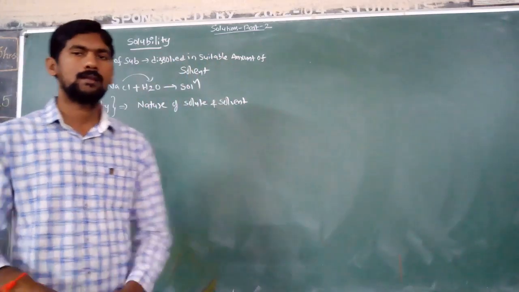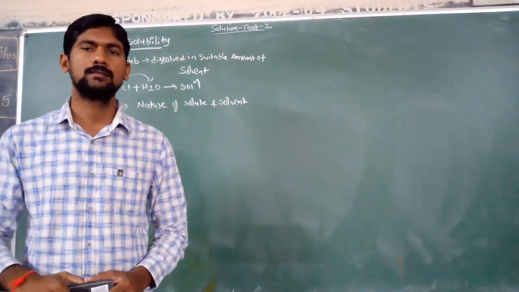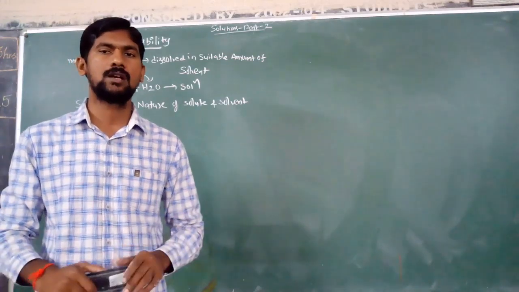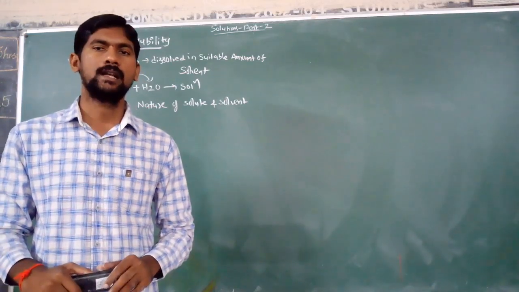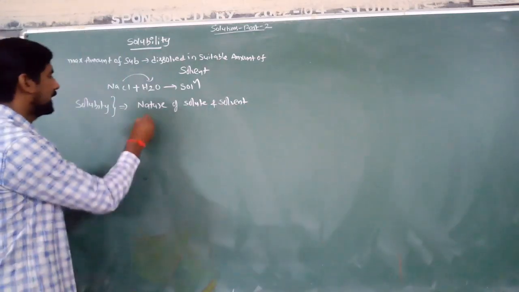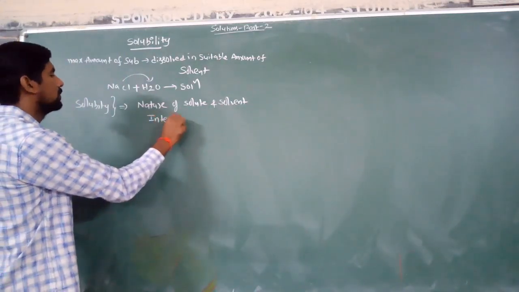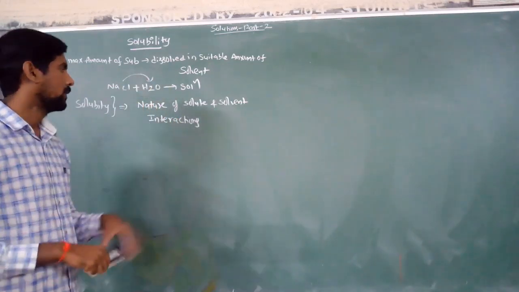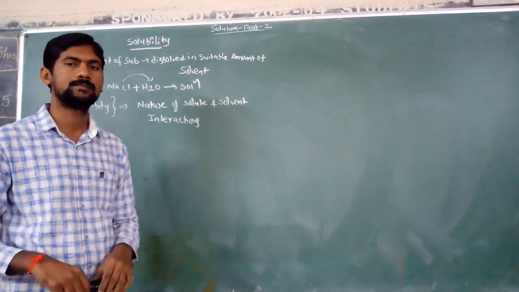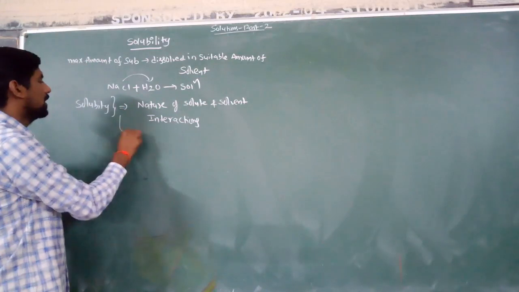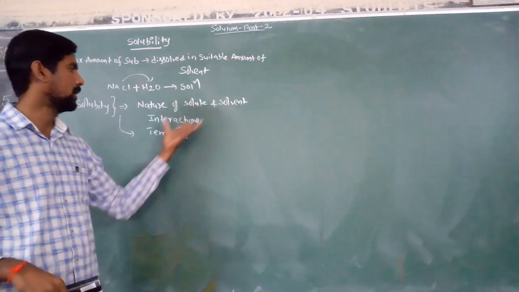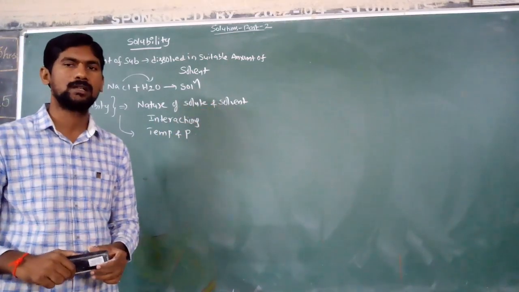Primarily, why are some substances dissolved in solvents while other substances do not dissolve in water? It depends entirely upon the nature of interactions between solute and solvent. It also depends on temperature and pressure. So these four are important factors influencing the solubility.